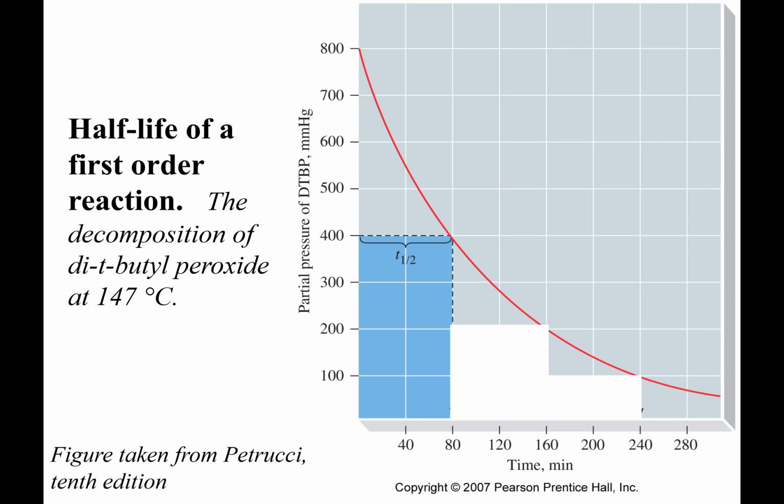So if it goes another 80 minutes, a total of 160 minutes, you would expect that half of the 400 should be used, so it's down to 200. And give it another 80 minutes, and you're out to 240. So half of the 200 should be used up, so it's at 100. So that's kind of what we mean by a constant half-life for first order.